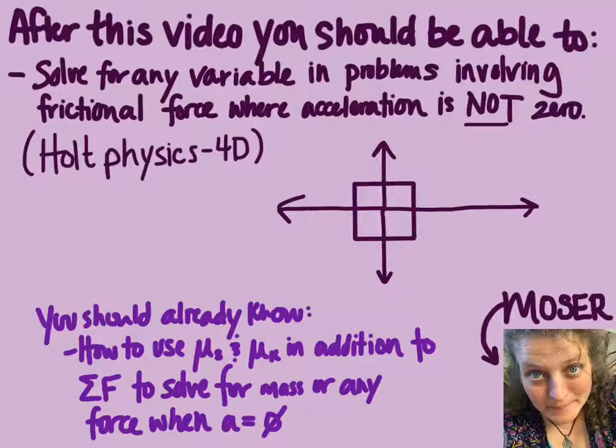In order to be ready for this, you should already know how to use your coefficients of friction, mu s and mu k, in addition to sums of forces to solve for mass or any variable, any force, when the acceleration is 0. So what are we talking about?